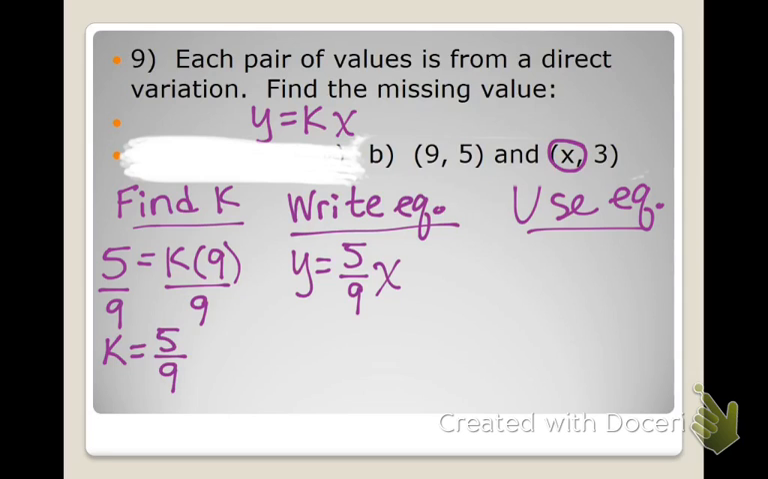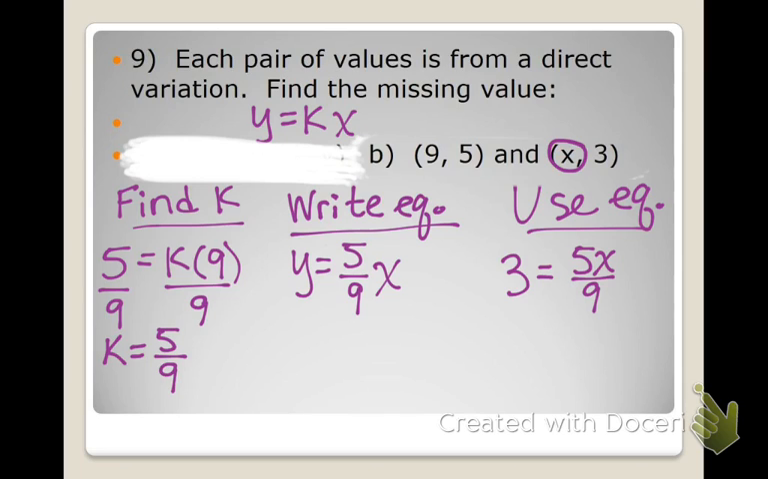Finally, we are going to use that equation. So this gets a little strange. When we use our equation, what are we plugging in for y? 3. The 3. So 3 equals 5/9 x. Now to get x alone, there are a couple different things we could do. If you want, you could write this as 5x over 9. If that helps, you can put the x in the numerator.